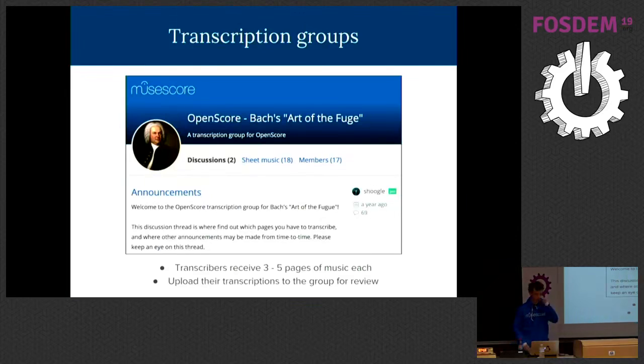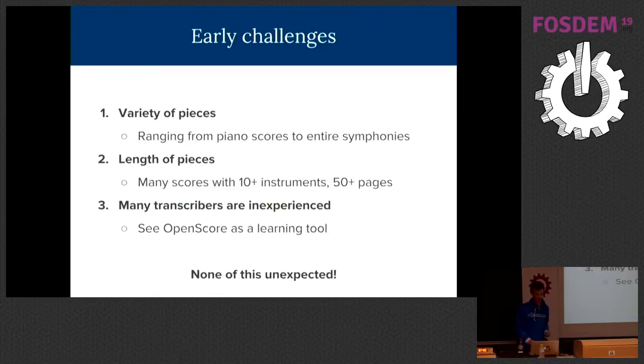And the way this would work is I would open a transcription group on musescore.com and invite a bunch of transcribers and give them each 3 to 5 pages of music. They'd upload their transcriptions, and then I would check them. So the early challenges that we faced is the variety of pieces chosen by the Kickstarter backers. These range from piano scores to entire symphonies, and the length of the pieces. There are many scores with more than 10 instruments or 50 plus pages of music.